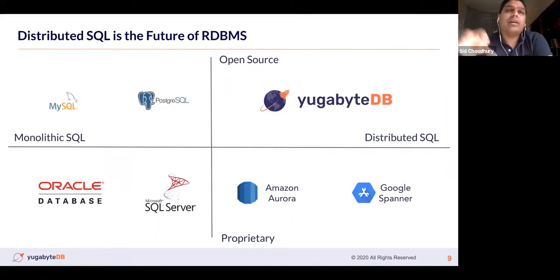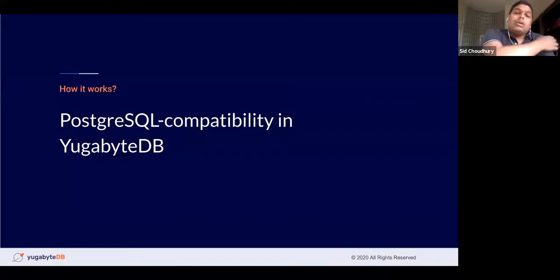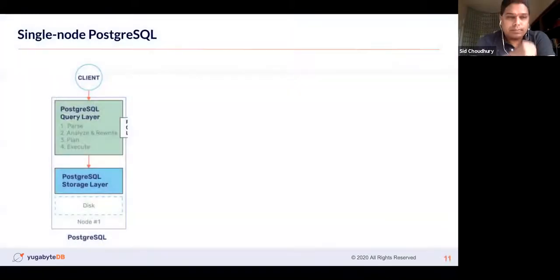And we also take inspiration from the proprietary architectures that came before us, like Amazon Aurora and Google Spanner, okay? And that's what we're gonna talk about next. So Postgres compatibility in Yugabyte. How does it actually work? I will give you a little bit under the covers understanding of how this thing actually works.